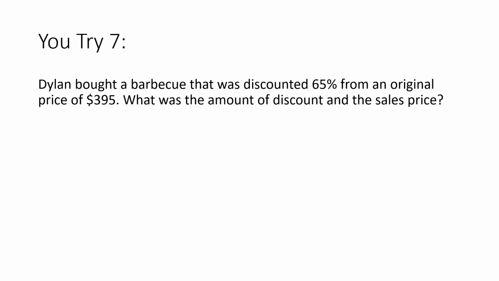Dylan bought a barbecue that was discounted 65% from an original price. What was the amount of discount and the sales price? So, the amount of discount is equal to 65% as a decimal times 395. If I do that, 0.65 times 395 is equal to $256.75. That's pretty nice indeed.